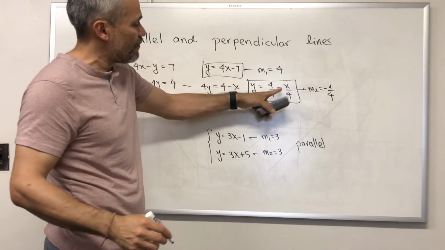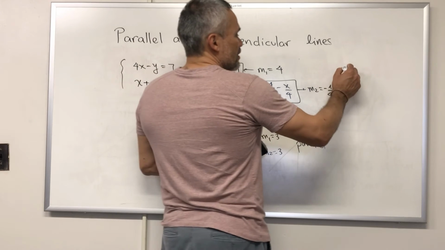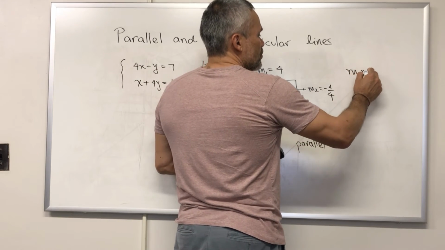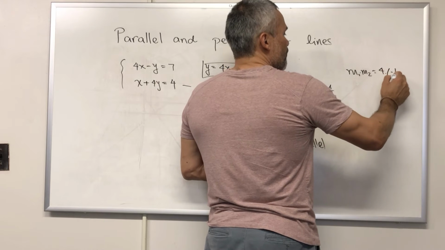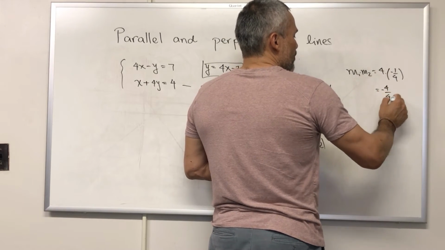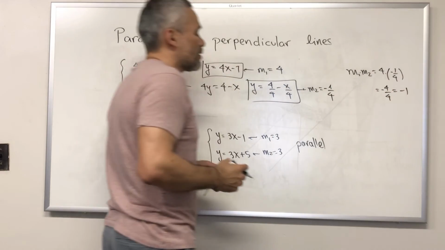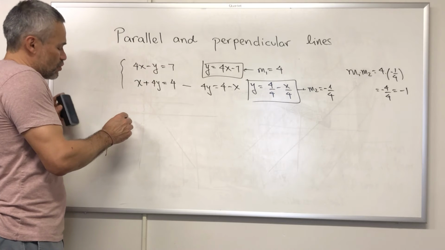Notice that the coefficient of x here is negative 1/4. And let's see, if we check the product of the two slopes, we have 4 times negative 1/4, and this is just negative 4 over 4, which is negative 1. They are perpendicular lines. Let's now solve this problem.